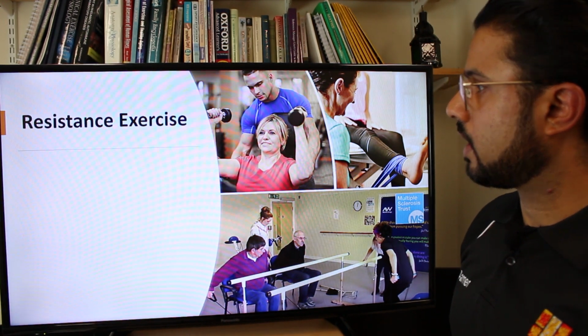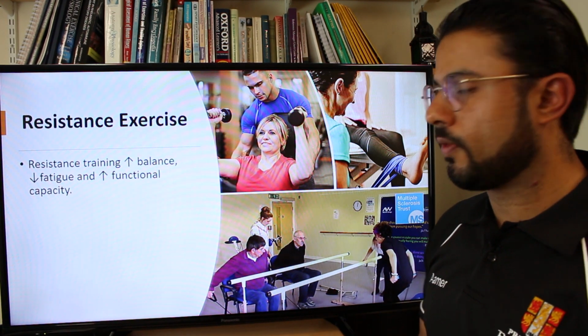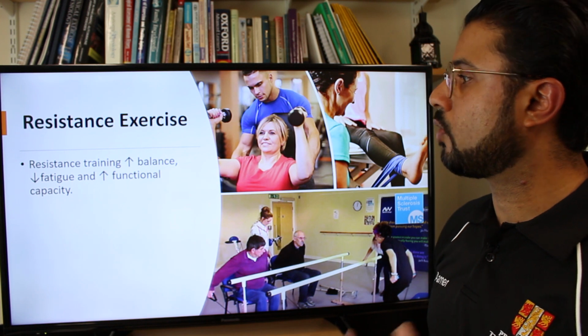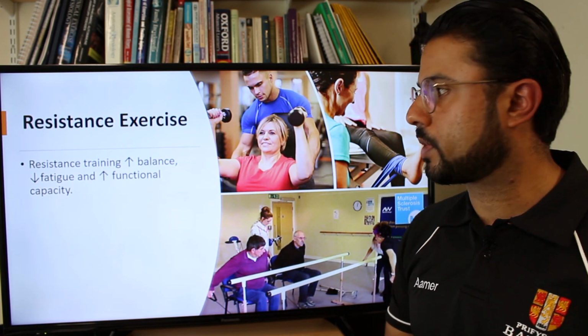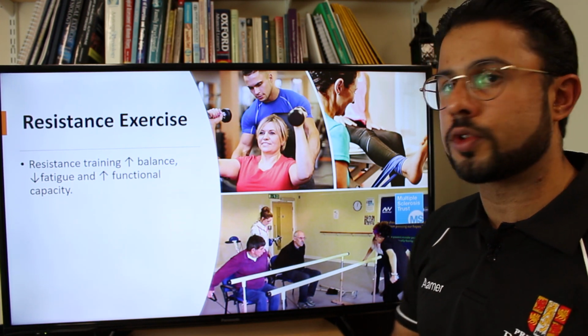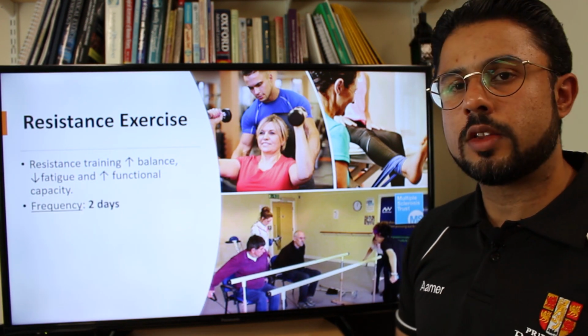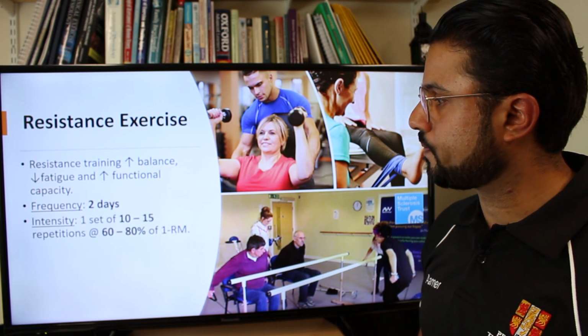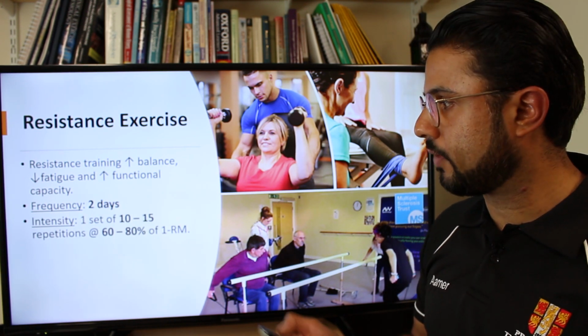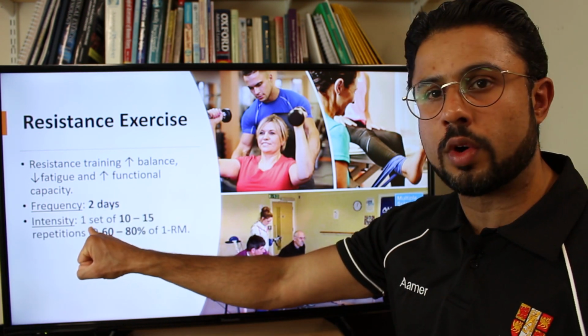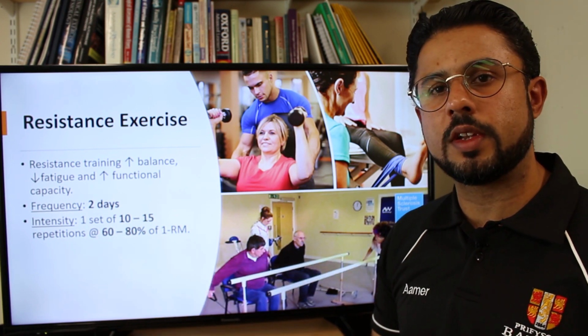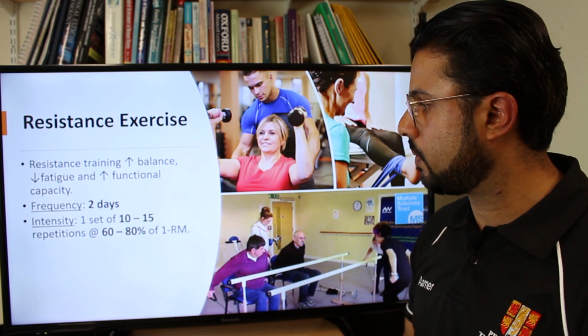Resistance exercise. Again, resistance training will increase balance, will reduce fatigue, particularly muscle fatigue, and also increase functional capacity and activities of daily living. The recommendation is to do 2 days. The intensity, again, different to other chronic diseases, you'd focus on one set, 10 to 15 repetitions at 60 to 80% of one repetition max.